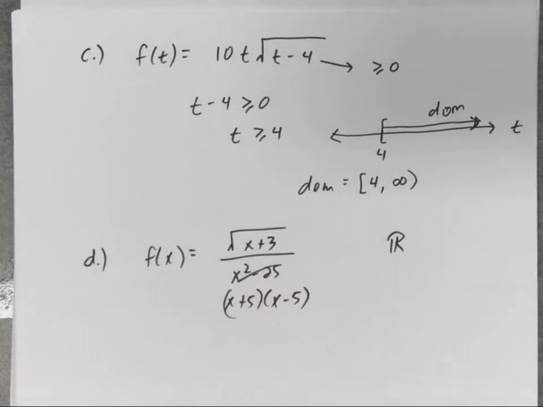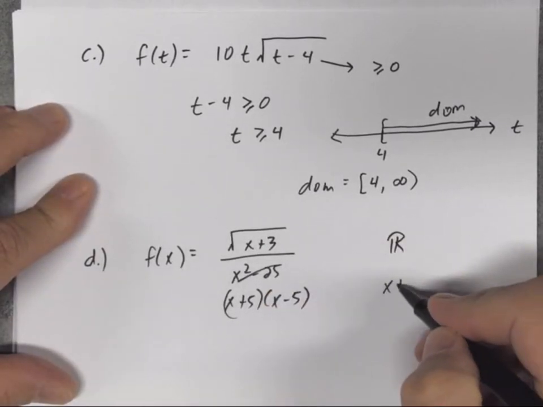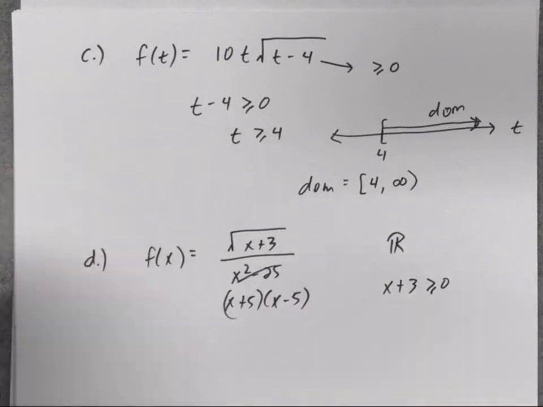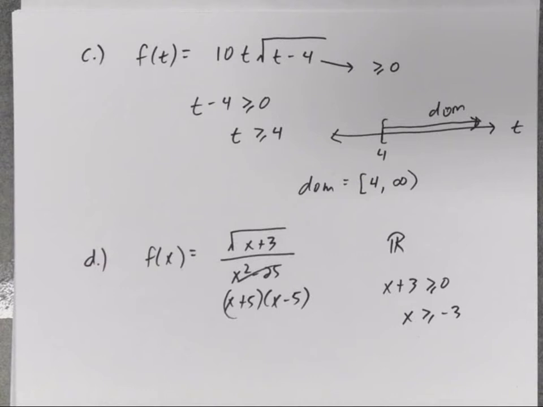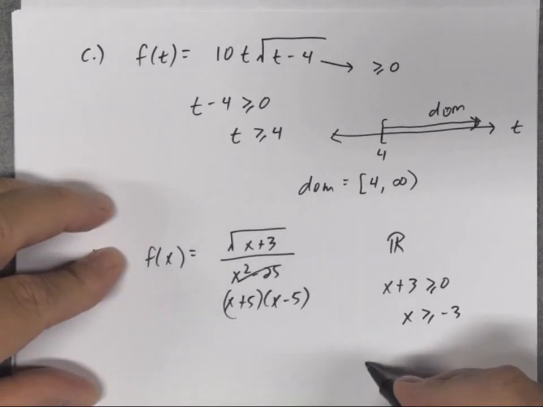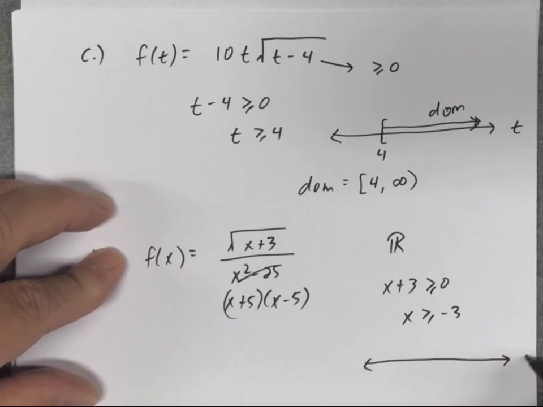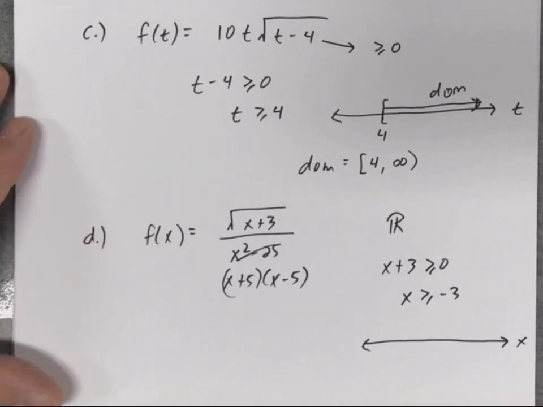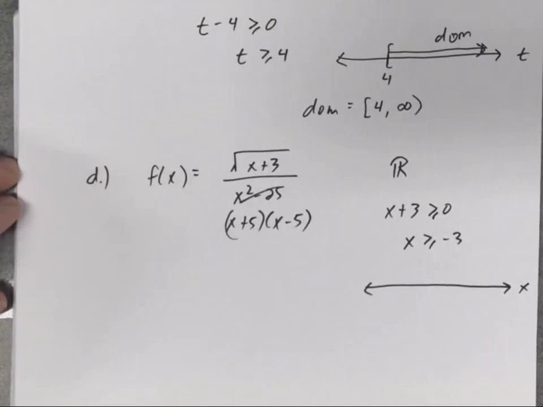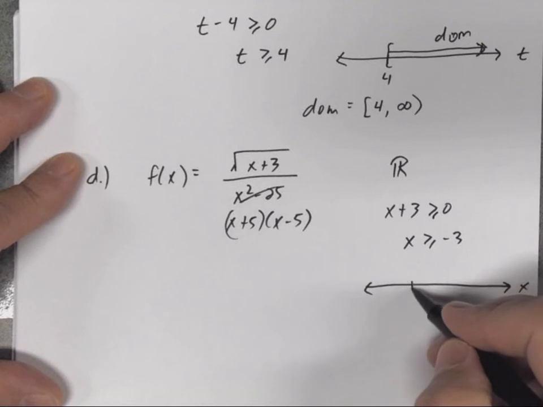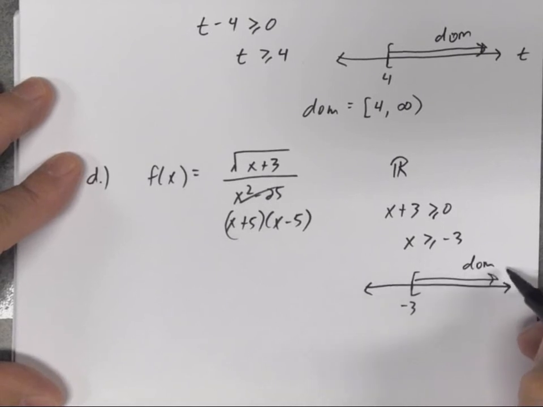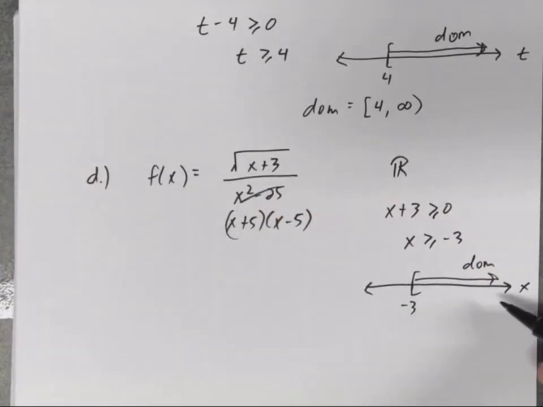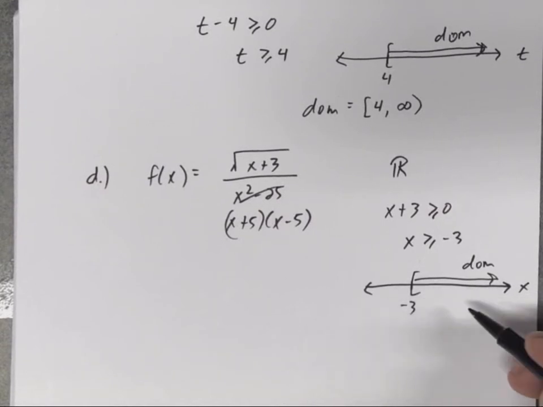I start out looking at the square root first. So I know I have to make sure whatever is under the square root has to be greater than or equal to 0. If I solve for x, x is greater than or equal to negative 3. And like I always do, I'm going to plot this on a number line. So if I say negative 3 is here, as of right now, because of the impact of the square root, I can say my domain is going to be everything greater than or equal to negative 3.